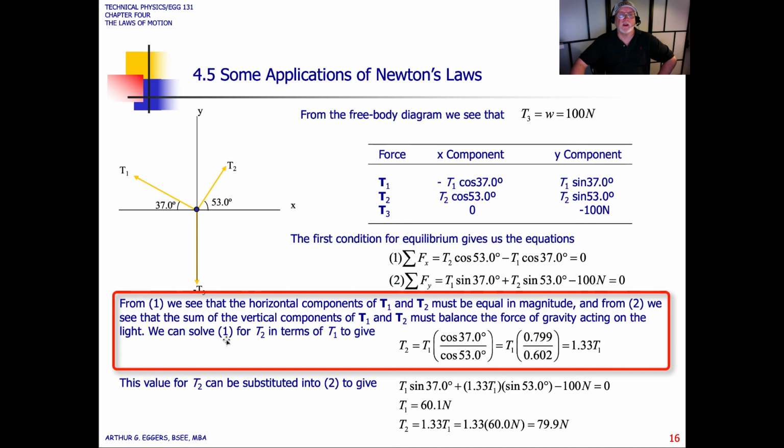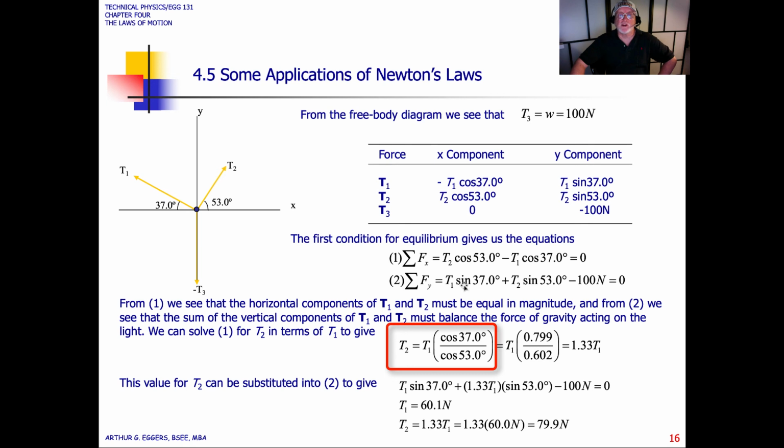We can solve then equation 1 for T2 in terms of T1. So we're going to solve one in terms of the other. How do we do that? Well, we have to rewrite the expression. So we're going to grab T2 here, and we're going to say that T2 is equal to the cosine of 37 divided by the cosine of 53, times T1. Okay, so we've rewritten number 1 in terms of T1. And so now when we solve cosine 37 over cosine 53, we get 1.33 times T1. Okay, so that's what T2 equals.